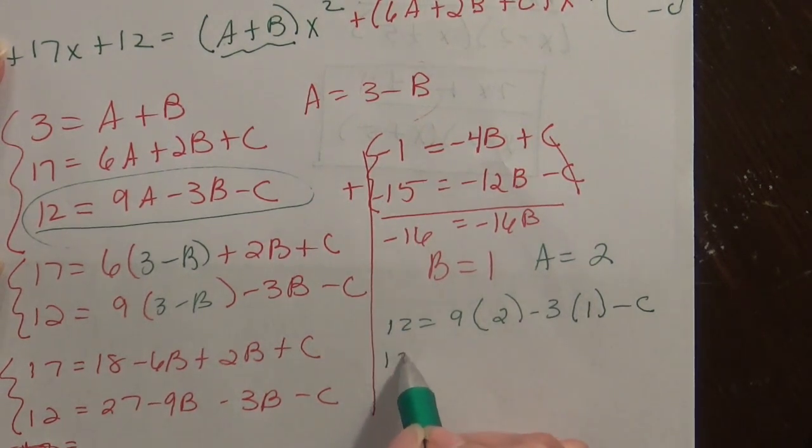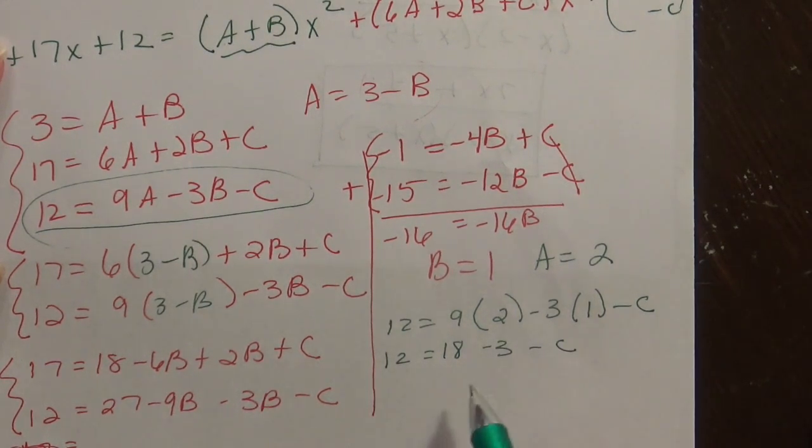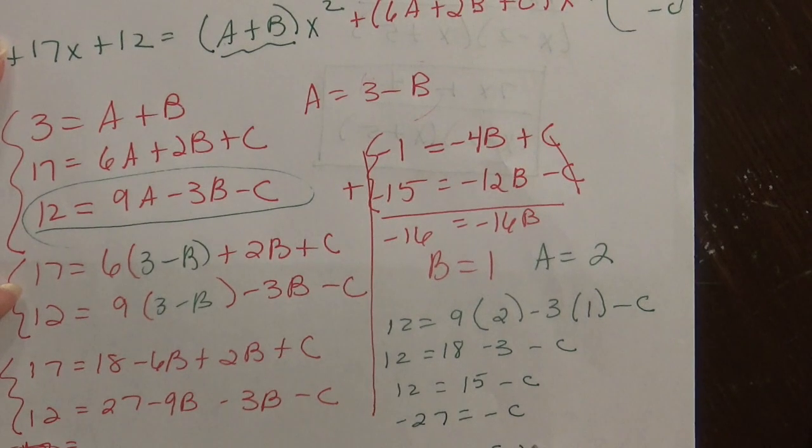So I've got 12 equals 18 minus 3 minus c. 18 minus 3 is 15. And then I can subtract 15 on both sides. And that gives me -27 equals -c. So c equals +27. Double check. I don't remember that number. Okay, something's not right on that one. How did I get that?